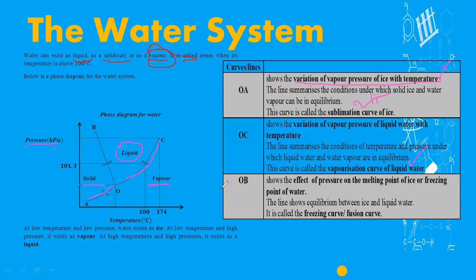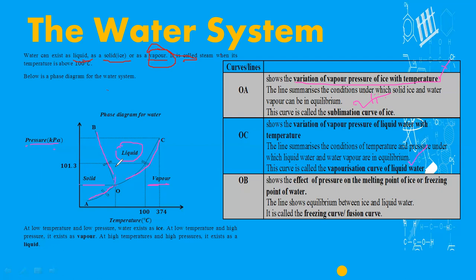Why do we call it the vaporization curve of liquid water? You see the equilibrium here. The equilibrium is between liquid water and the water vapor. Are we together? Yes, teacher. Then curve OB is this curve here.